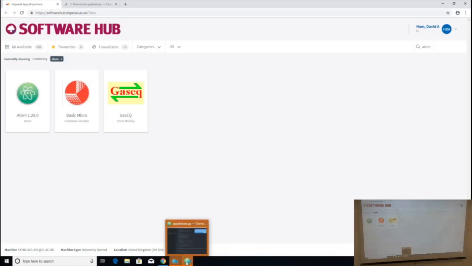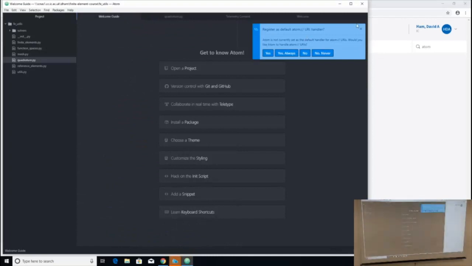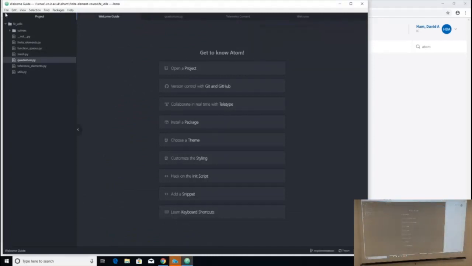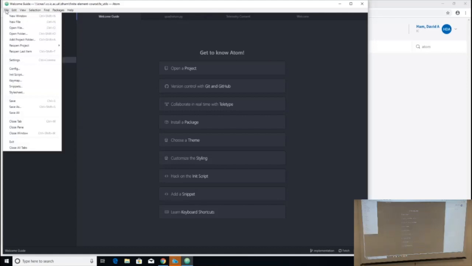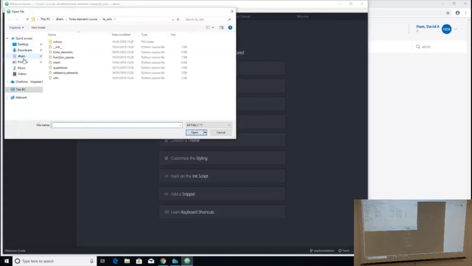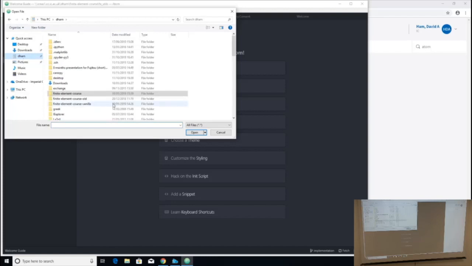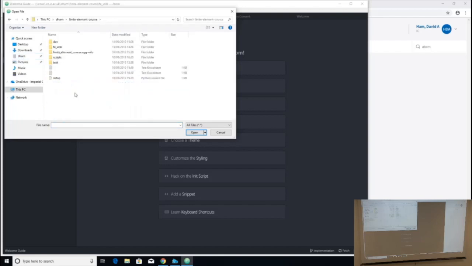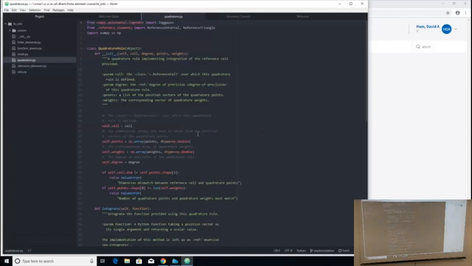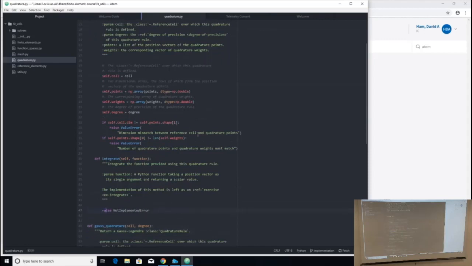Here we go. Here's Atom starting up. And in fact, I opened up the project yesterday so we can still find it. But if you haven't already opened this, it's got a file menu. We can say open file. And hopefully here you'll have a directory called your username. In there, you've probably got a finite element course or whatever you called yours. And in there, there's an FEUtils directory. And in there, there's quadrature. So that's what we're going to open. So here is that integrate method in my text editor where I can actually change it.